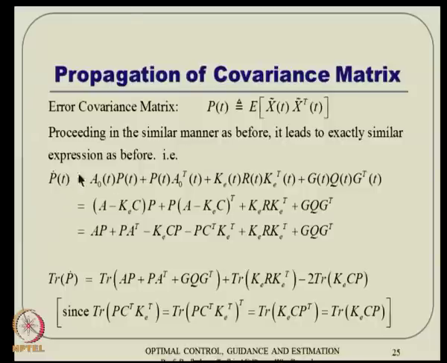So, we again go back to the definition of what is P, and then P dot is nothing but the expected value of the derivative of all that, this derivative times that plus this times that derivative, all sort of things. You can derive everything, and it turns out to be something like this.